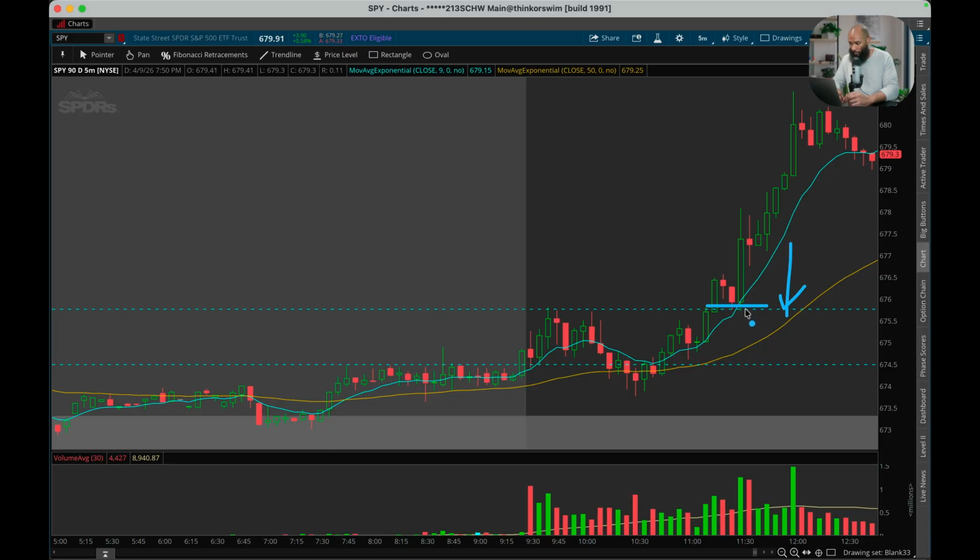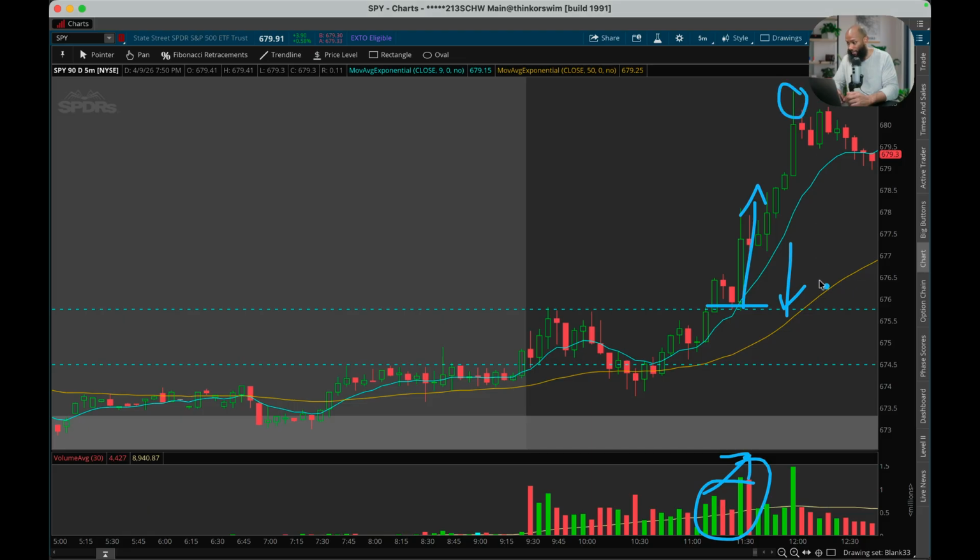So what happened from there? You could notice we have this increase in volume at the bottom, and that is what also helped the price have momentum to push on up. And from there, that was a huge push. We went from 676 all the way up to 680.